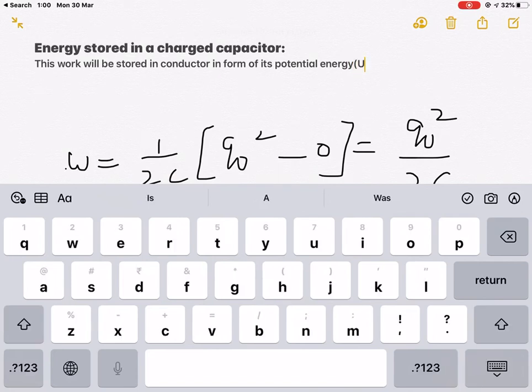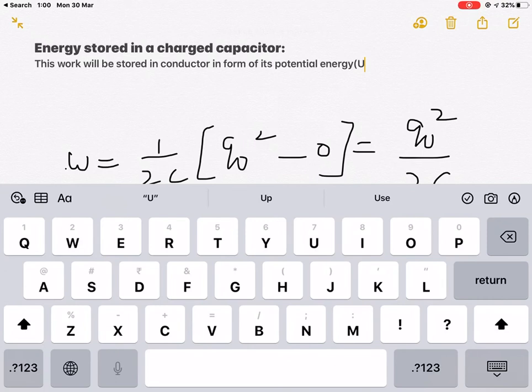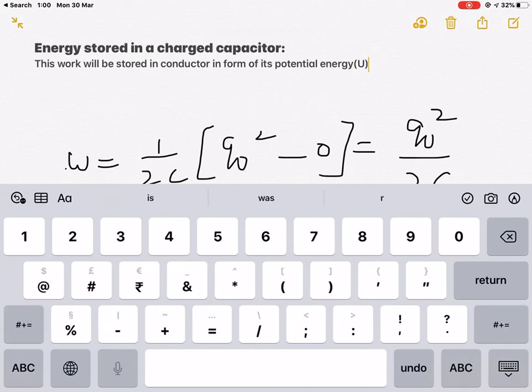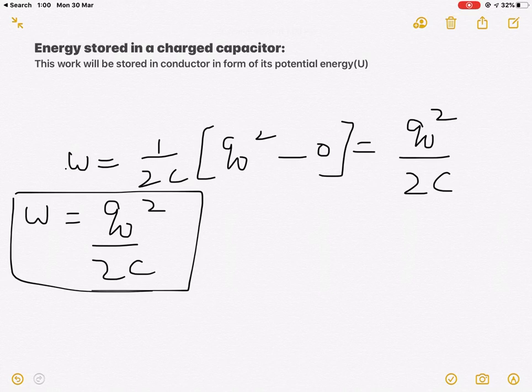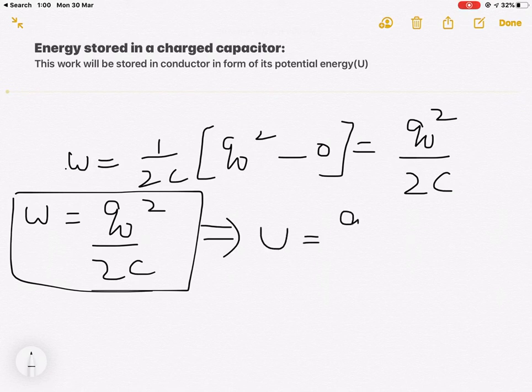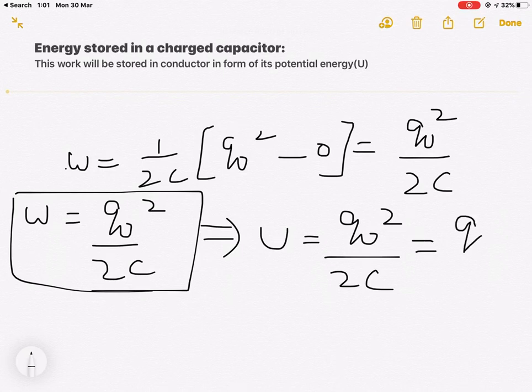We denote potential energy by capital U, of course. So we can write potential energy is equal to Q naught square by 2C. Here Q naught is the maximum charge that is given to that sphere. So in general form we can write this equation as Q square by 2C. So potential energy stored in that conductor is equal to Q square by 2C.